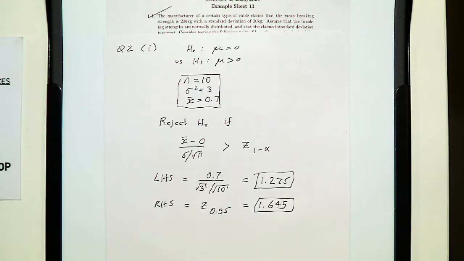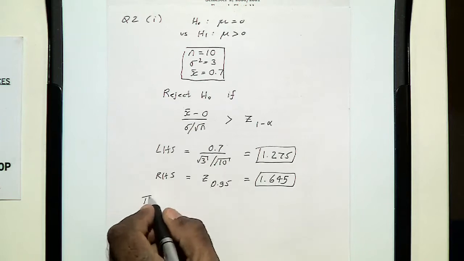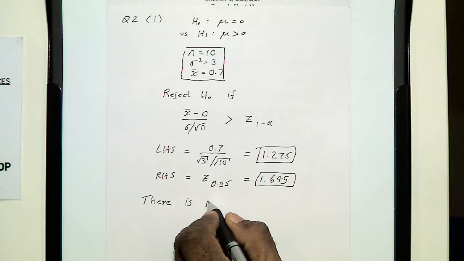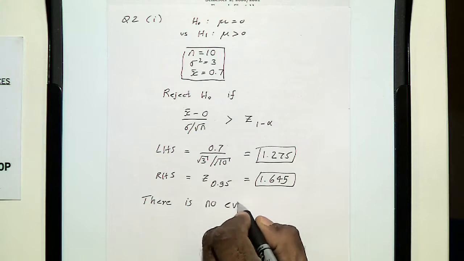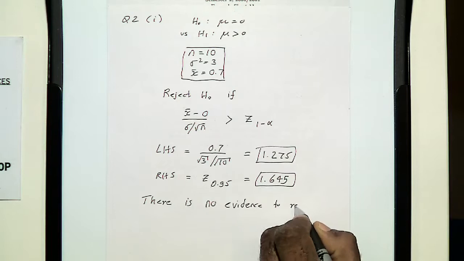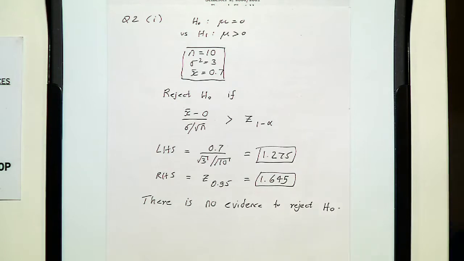And clearly 1.275 is not greater than 1.645. So the conclusion is that there's no evidence to reject H0 here.